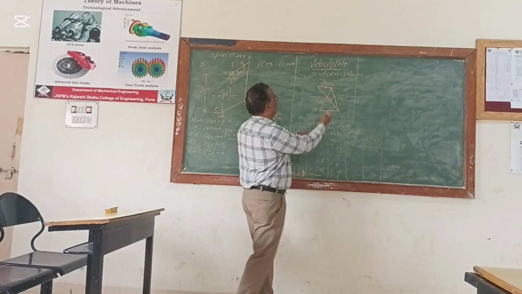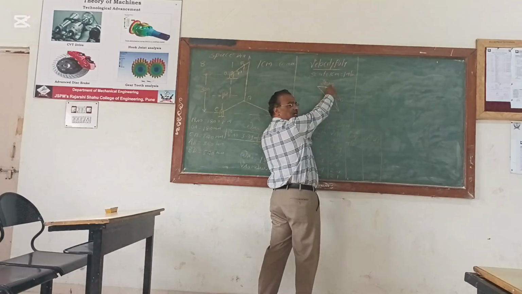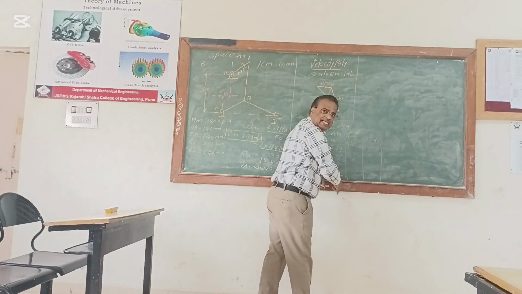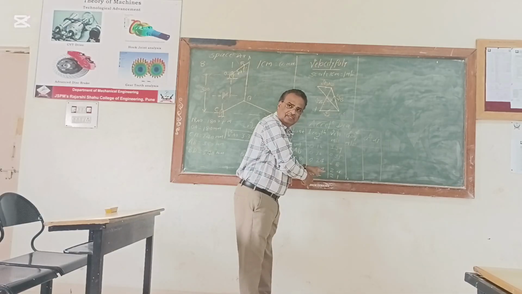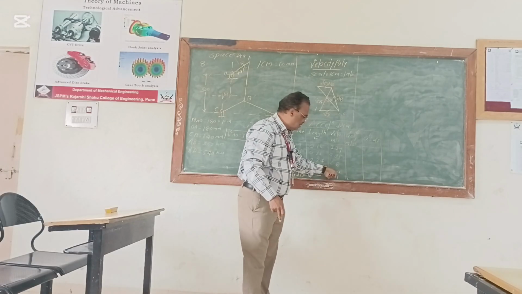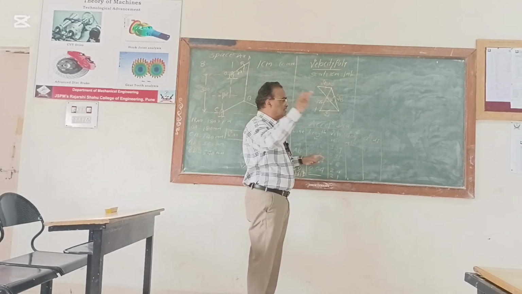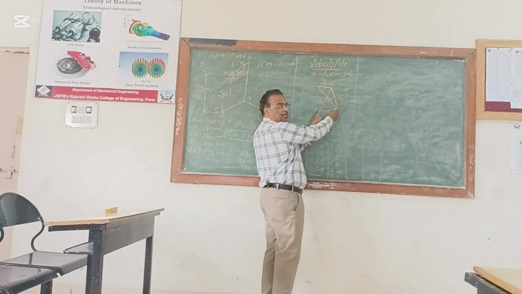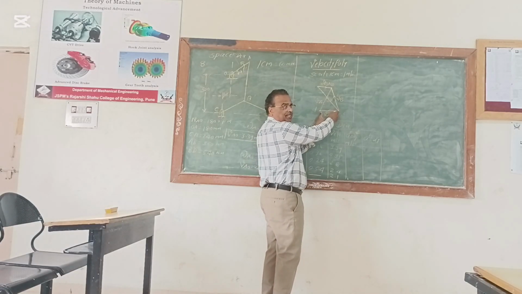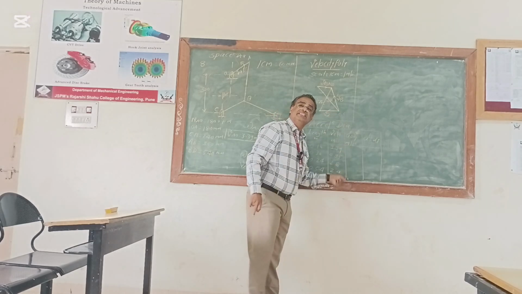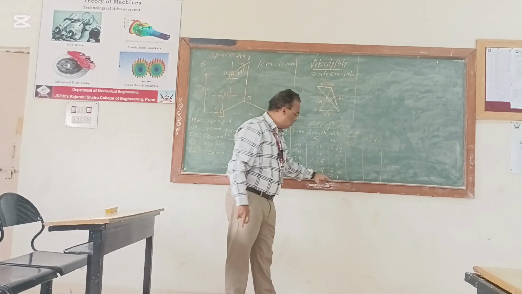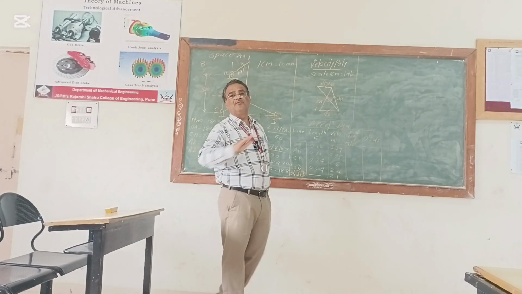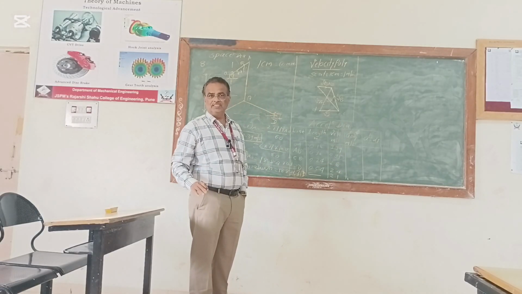Now for BD, I have measured this vector BD, multiplied it with the scale, and that value I have written here. For the slider, I have measured the vector OD, horizontal line OD, multiplied it with the scale of the velocity, and whatever value I got, I have written here. So my velocity column will get filled. All the velocities are known.